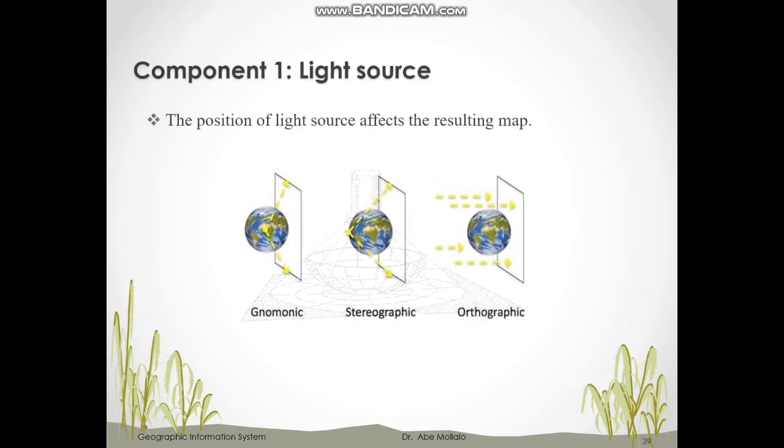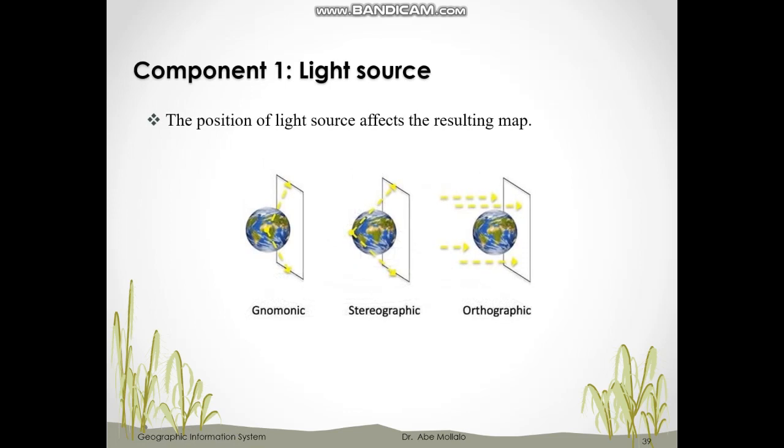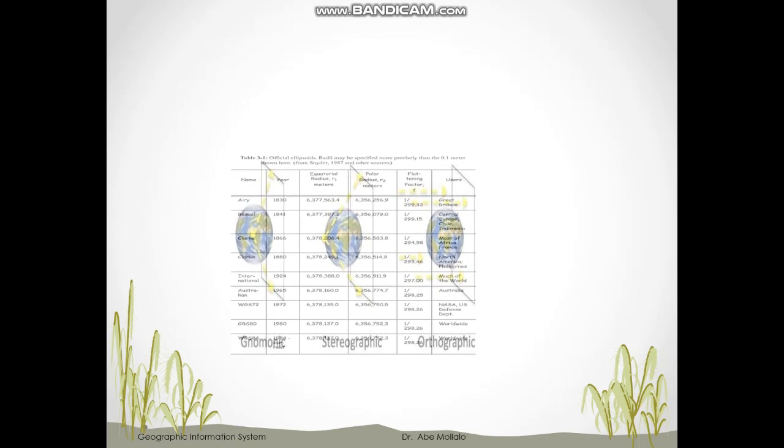So first look at the light source. Different positions of the light source can affect the resulting map. For example, you can place the light source at the center of the ellipsoid, called gnomonic projection. You can place the light source at the polar areas, which is called stereographic map projection, or you can place the light source at infinity and parallel lights will hit the ellipsoid. This is called orthographic projection. So this is about the light source.